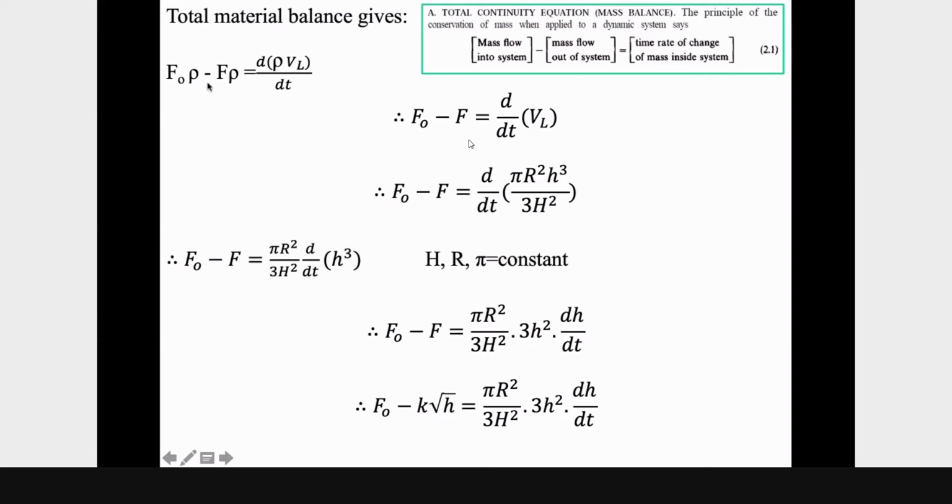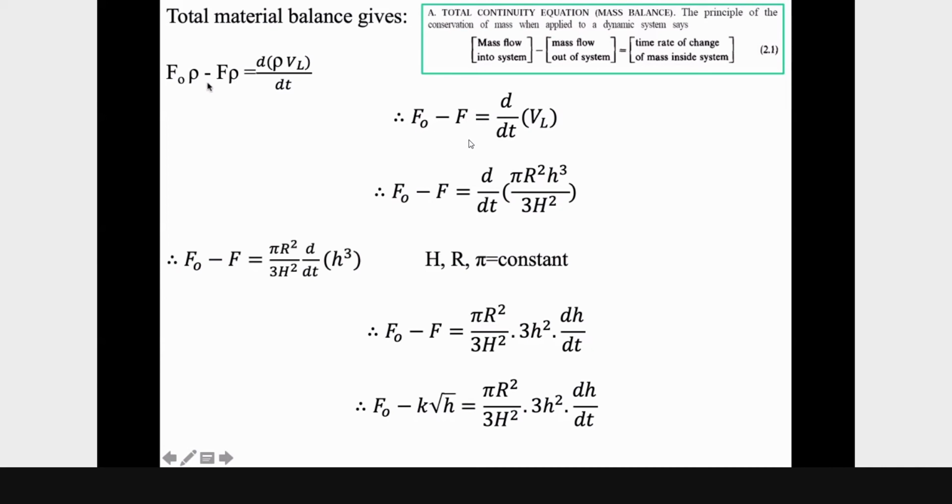Now let's modify this particular equation. F0 minus F is equal to pi capital R square upon 3 capital H square d dt of h cube. ये हम लोगों ने डेरिवेटिव टर्म के बाहर ले लिए. Why have we taken these parameters out of this derivative term? Because capital H जो हमारी टोटल कोन की हाइट है वो तो वेरी नहीं होगी, वो तो सेम होगी, कांस्टेंट रहेगी. जो रेडियस रहेगा, चाहे लिक्विड की हाइट थोड़ी ऊपर जाने दो थोड़ी नीचे जाने दो, रेडियस जो है वो सेम रहेगी. और जो पाई है वो भी कांस्टेंट रहेगा.